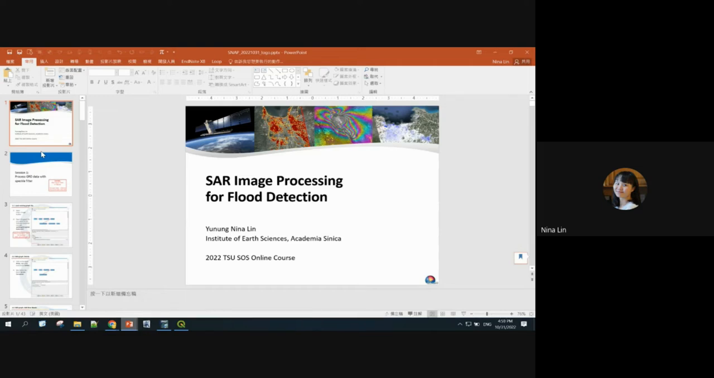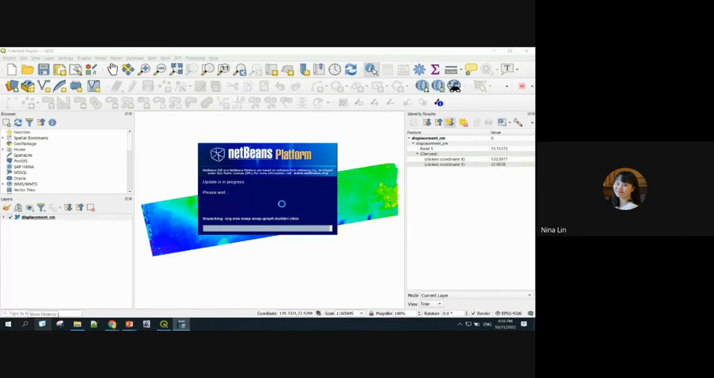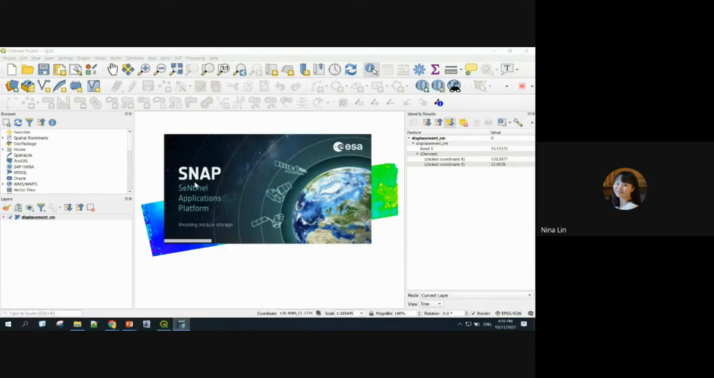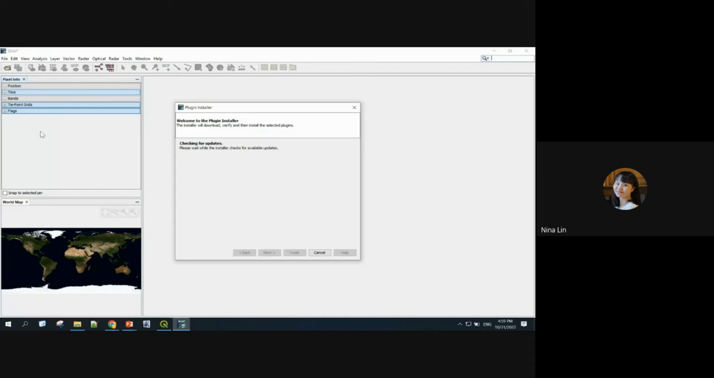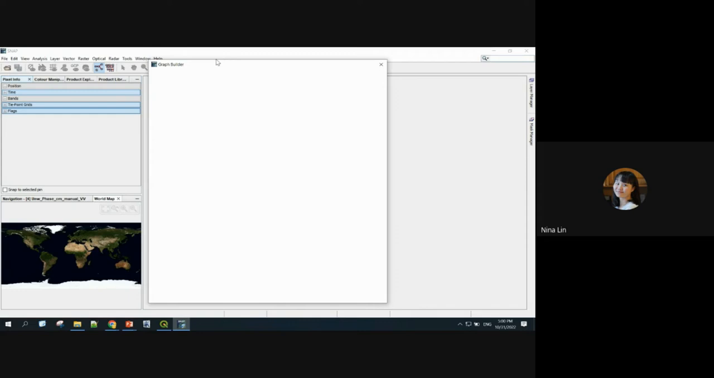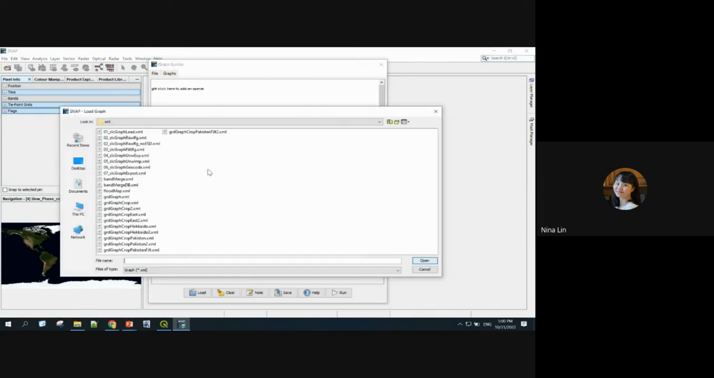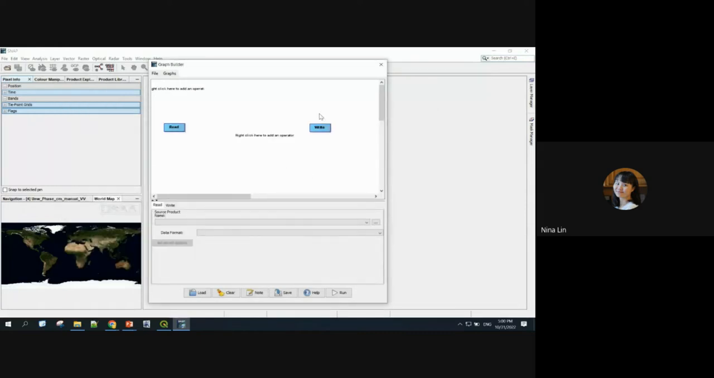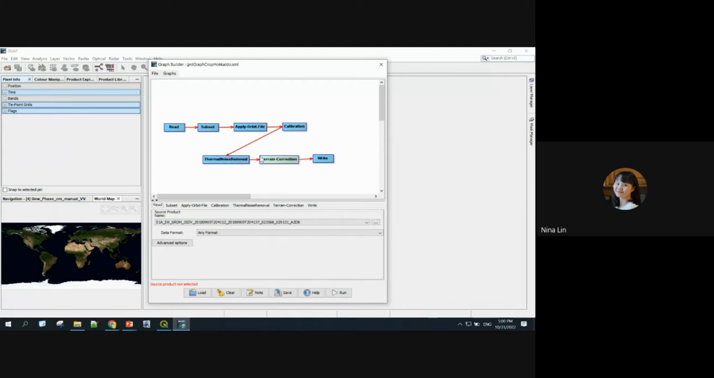Let me check the slides. The event that we're going to look at is the flood that occurred in Pakistan this August. Go to slide 1.1. We go to the Graph Builder, and we would like to load, if you still remember what you saved, the GRD graph, crop Hokkaido. Let's open this one. You should now have this flow on the window ready.